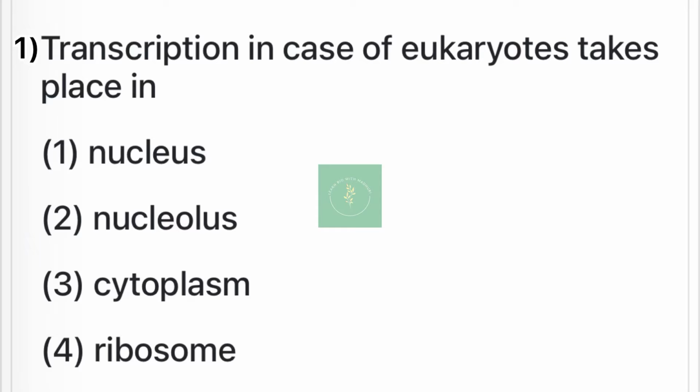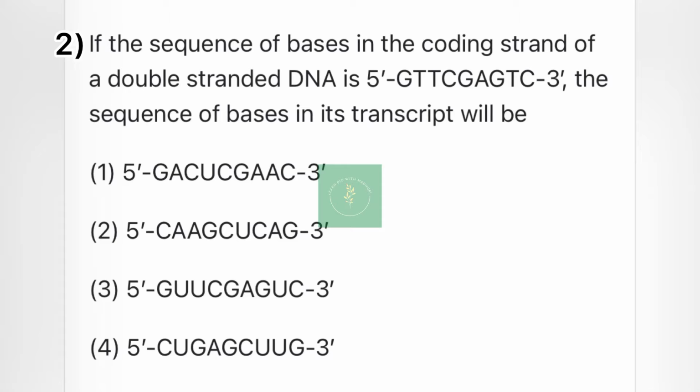Question number 1. Transcription in case of eukaryotes takes place in option number 1, nucleus. Question number 2. If the sequence of bases in the coding strand of a double-stranded DNA is 5' GTTC GTC 3', the sequence of bases in its transcript will be option number 3, 5' GUUCGUC 3'. This is because mRNA strand will be complementary to template strand of DNA, while coding strand has the same sequence as RNA except thymine at the place of uracil.